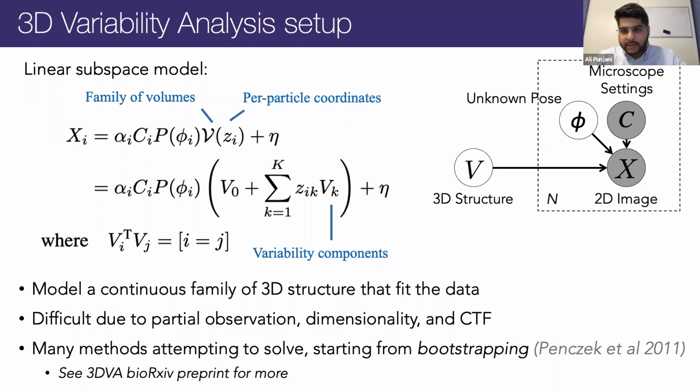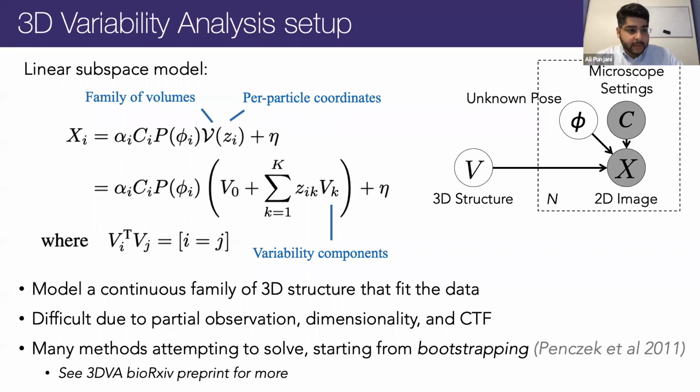One, each single particle image that we observe, X, is only a single observation from a particular direction, and so it's only a partial observation of the variability components. We never get to see a whole 3D volume from a single particle image. We only get to see a particular direction. And so that's one thing that makes the problem difficult.